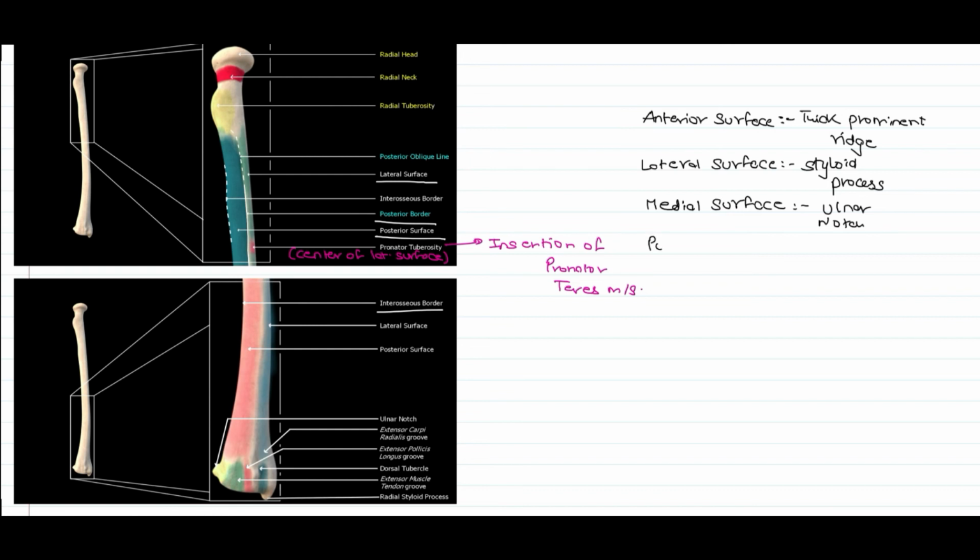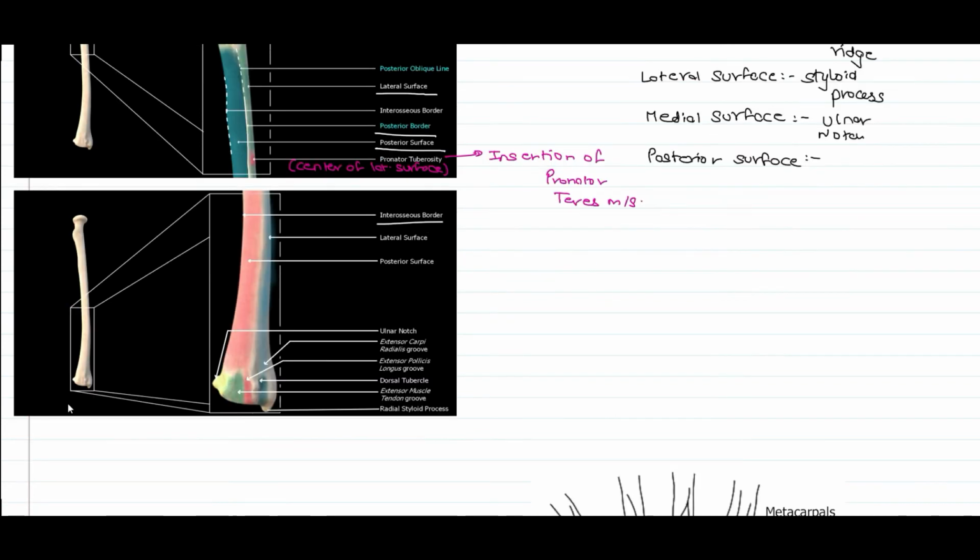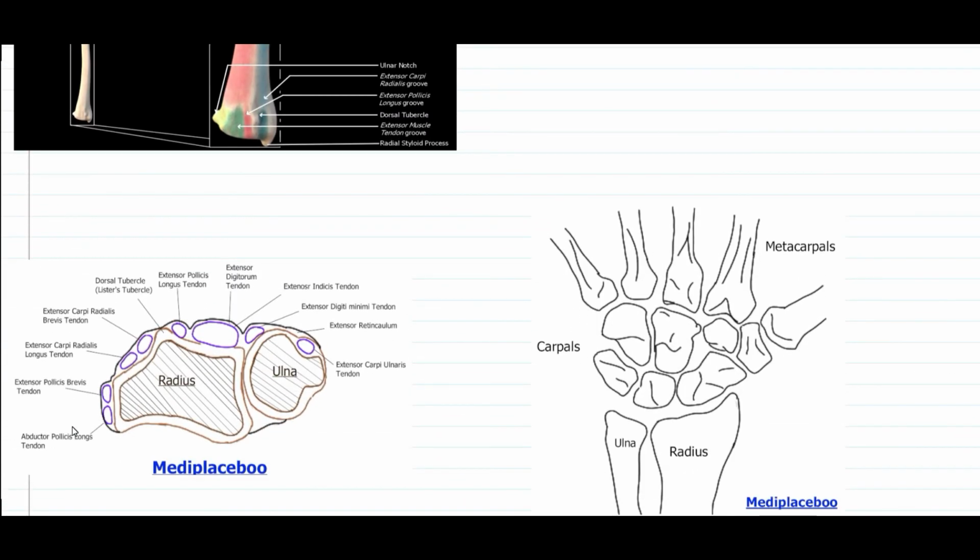Next, what we have is the posterior surface. Here we are discussing the lower end. On the posterior surface, we have the presence of grooves, which will allow the passage of tendons of muscles of the extensor compartment. Here I want you to compare the posterior surface and the inferior surface. Here is a diagrammatic representation of the inferior surface of the lower end.